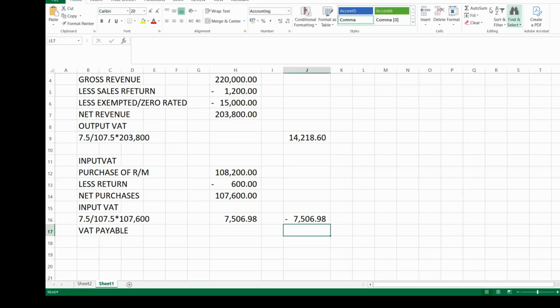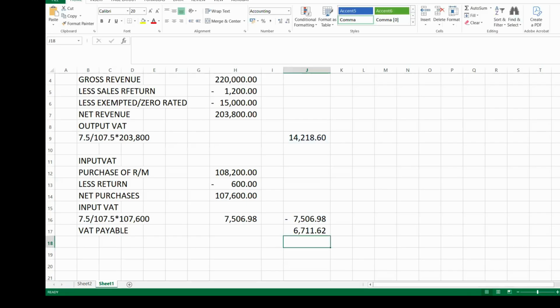So VAT payable will now be the difference between what? Input VAT minus the output VAT will give us the VAT payable, which is 6711.62.